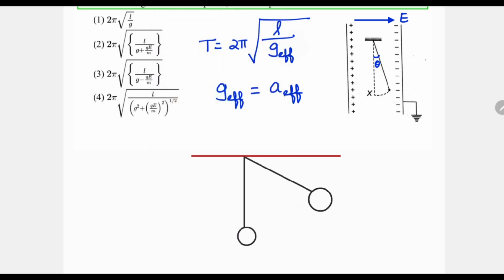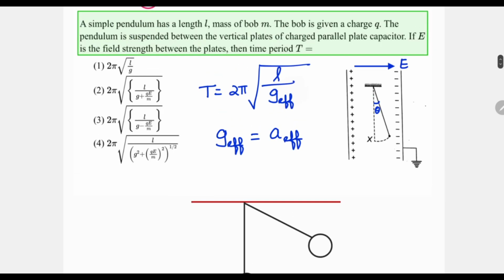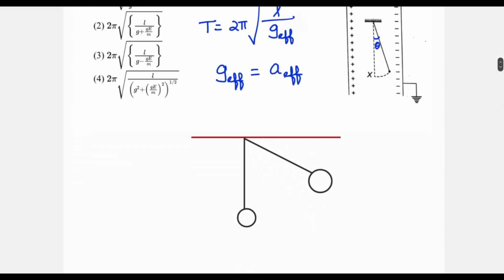So that means our bulb has mass m and it has a charge q also. Its charge is q, its mass is m. Now due to the electric field, it is getting deflected. That means it is getting a force qE in this direction.